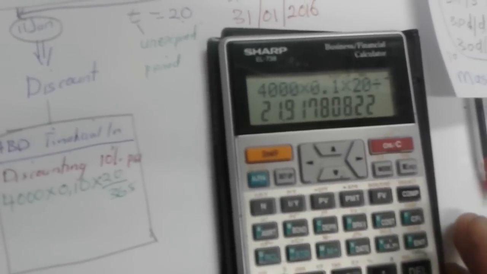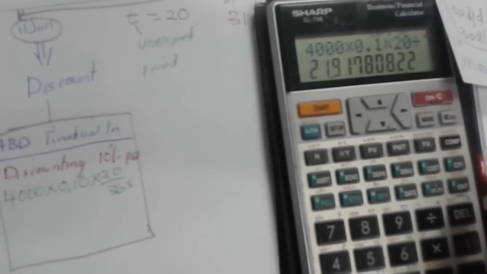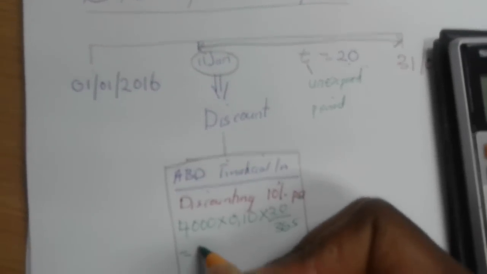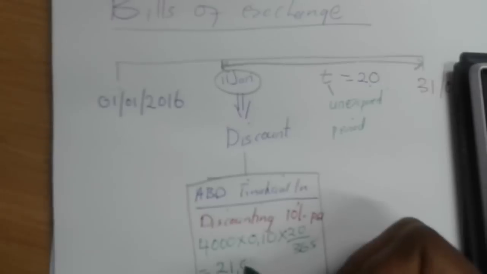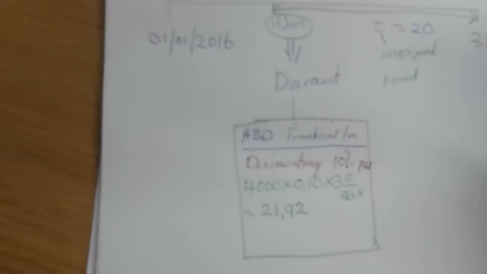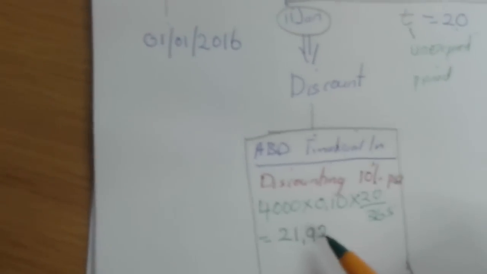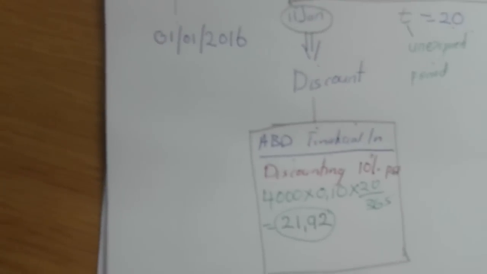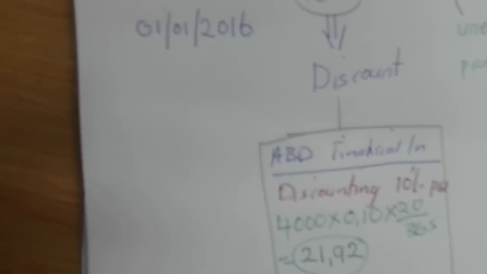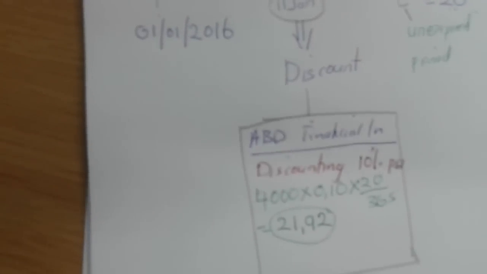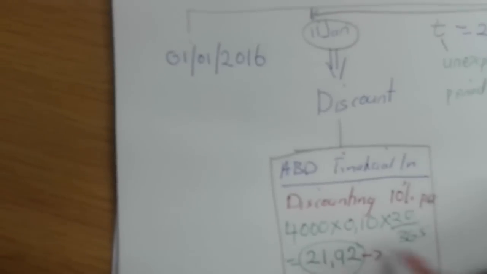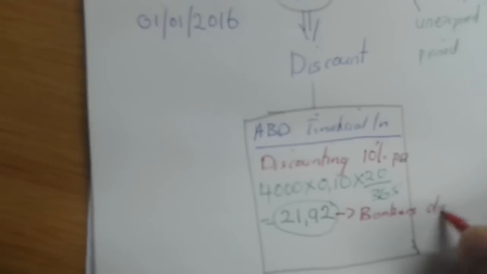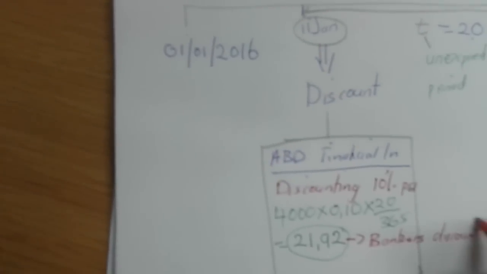And then you get 21.92. So these guys will say, okay, this amount that we calculated here is the discount that we are going to charge you. It's more like interest. So this is now called the banker's discount. Banker's discount. So remember this.